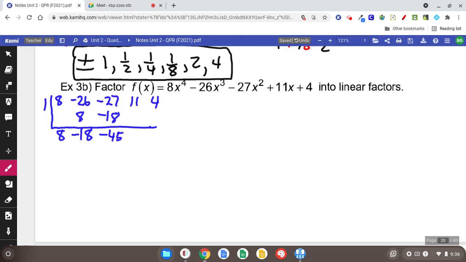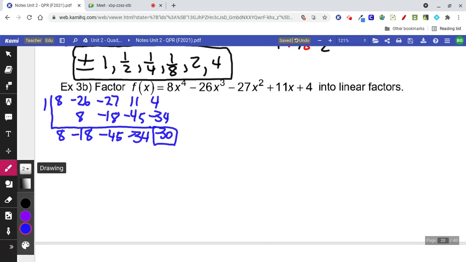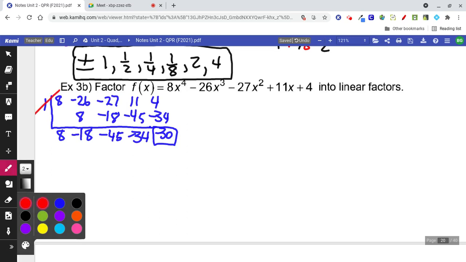Use a calculator if you need to. Multiply is negative 45. Add down, 11 plus negative 45 is negative 34. Multiply is negative 34. Add down, negative 30. Because we are looking for zeros, but did not get a 0, that tells me that 1 is not a 0. The number 1 is not a 0, therefore it's not useful to me. Okay? Toss it out. Don't use it.